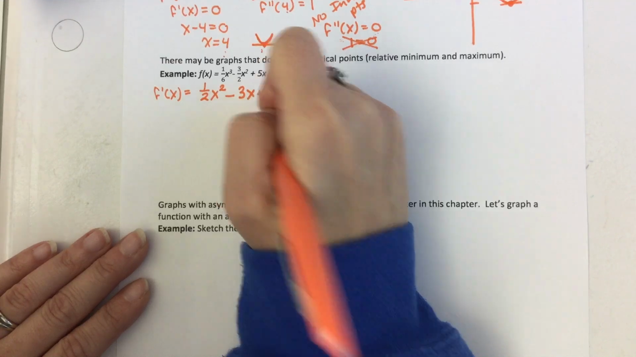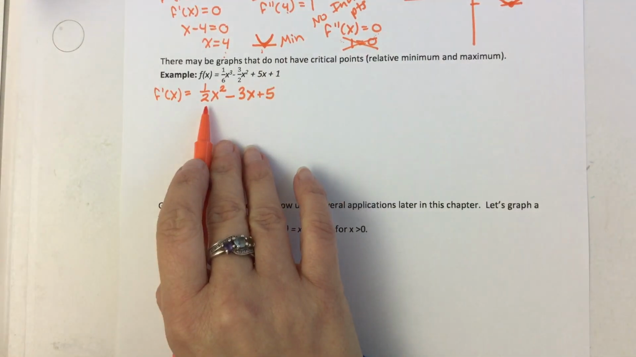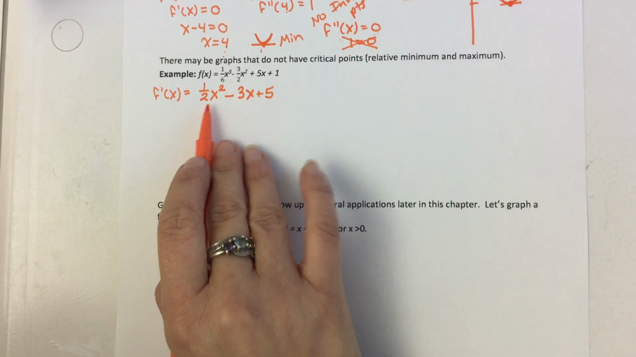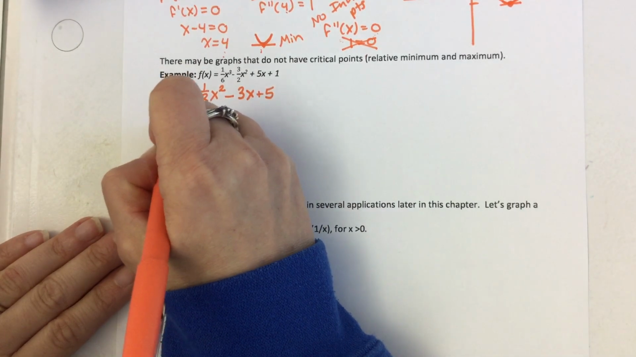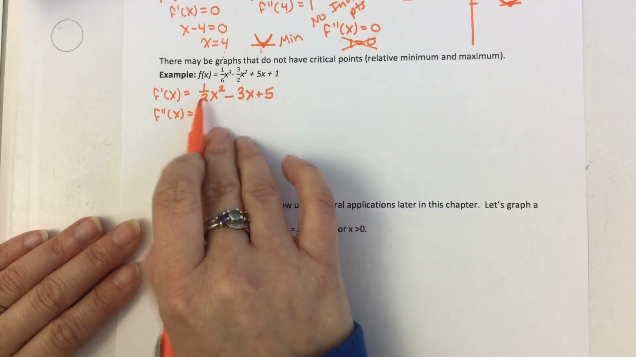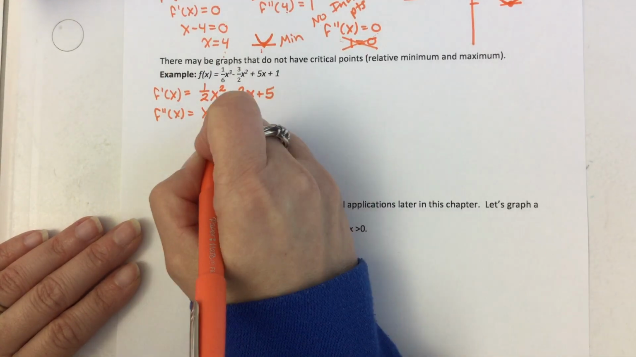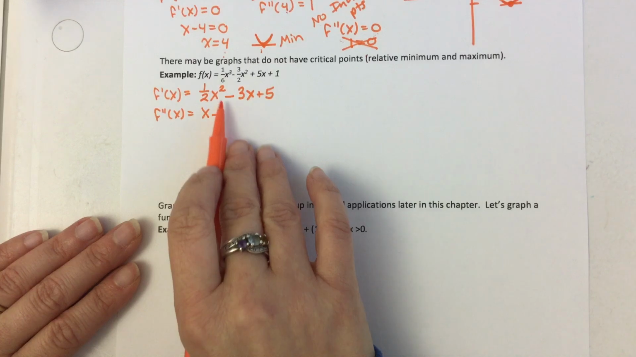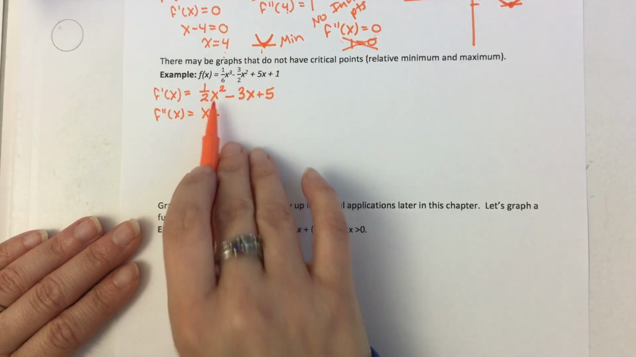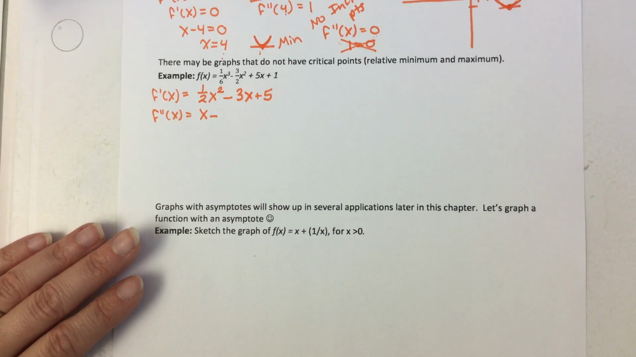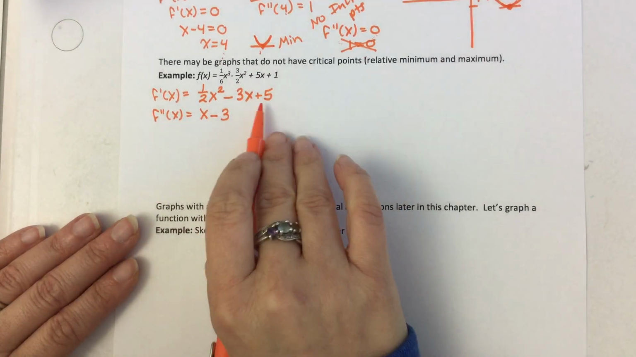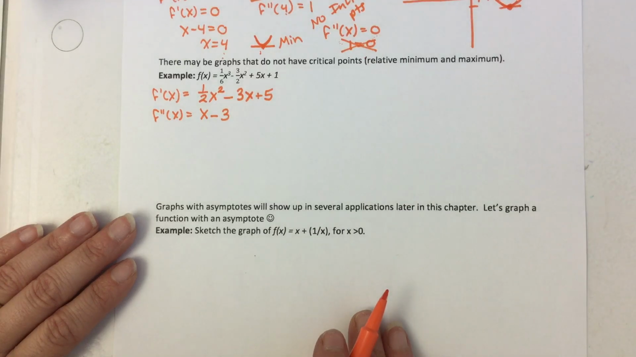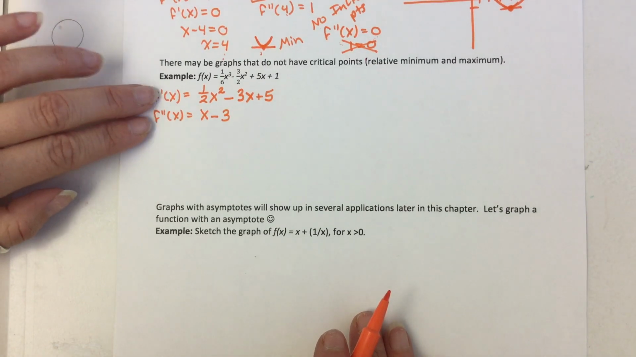The derivative of 5x is 5. So my first derivative ends up being 1/2 x squared minus 3x plus 5. Second derivative: 2 times 1/2 is 1. I reduced the amount of x's by 1, so I just have an x. Minus 3x is just going to be minus a 3. The derivative of 5 is a 0. So here's the first process, the first steps.